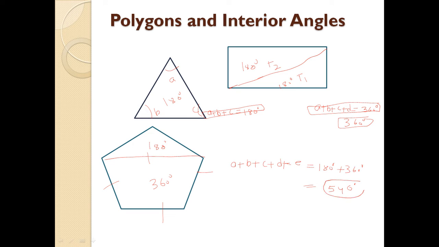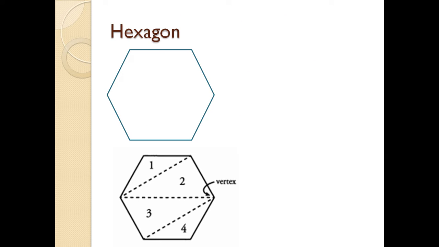So the sum of all the interior angles of a pentagon is 540 degrees. Correct? Similarly, we can find the sum of all the interior angles of any polygon by converting it into triangles or quadrilaterals, whatever construction you can use. Now the question is how can we find the sum of the interior angles of a hexagon?